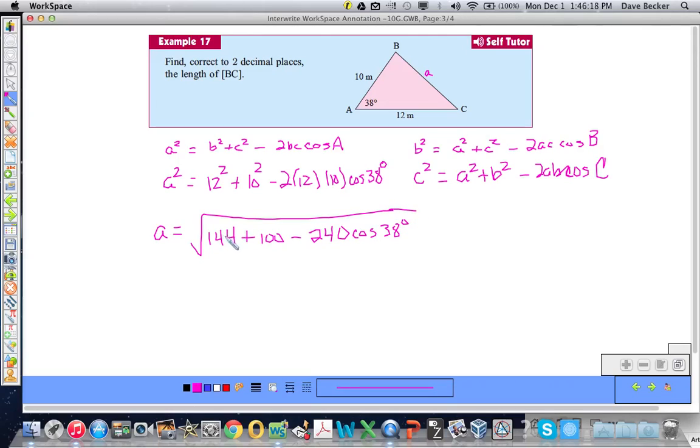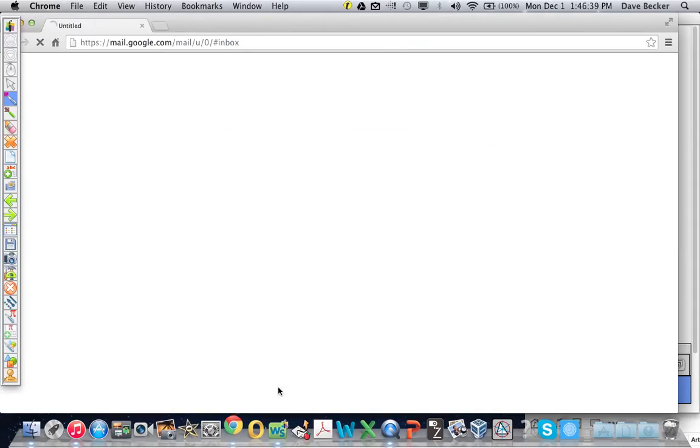Okay. Now, if you didn't want to do the simplification, you could just take the square root of the whole thing and put it in Desmos. Now, if you put this in Desmos and you're in degrees, I'll go ahead and show you that real quick. So 144 and 100 and 240. So 144 plus 100 minus 240 cosine 38.